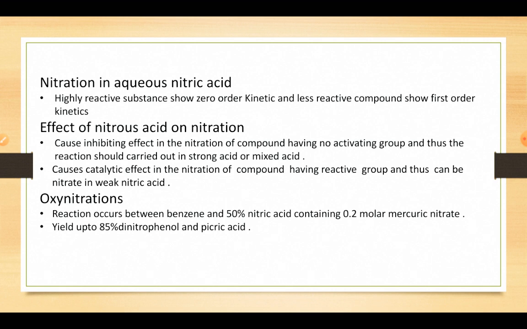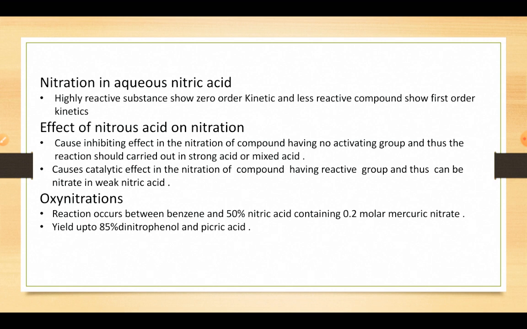Nitric acid also has effects in nitration reactions, because the compounds have no activating groups. That's why we mostly use strong acids, a mixture of sulfuric acid and nitric acid, in nitration. Why not use nitrous acid? Because it causes a catalytic effect in the nitration of a compound having reactive groups, which can be nitrated in a weak nitric acid.